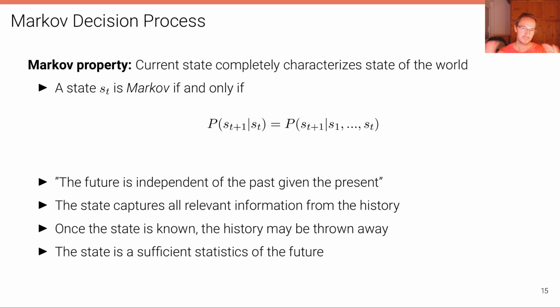So here are some statements that are equivalent to this. For example, the future is independent of the past given the present. Or the state captures all relevant information from the history. Once the state is known, the history may be thrown away. And the state, S_t, is a sufficient statistic of the future. We don't need to know the previous states.